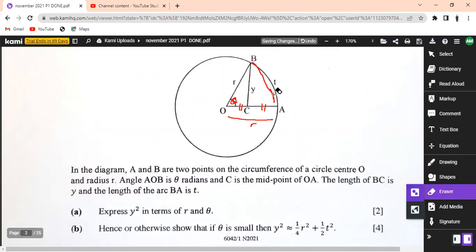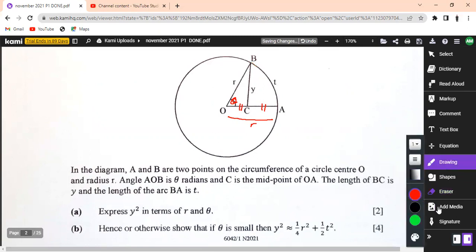So let's see what you're given, guys. The first question is to express y squared in terms of r and theta. Okay, express y squared in terms of r and theta.